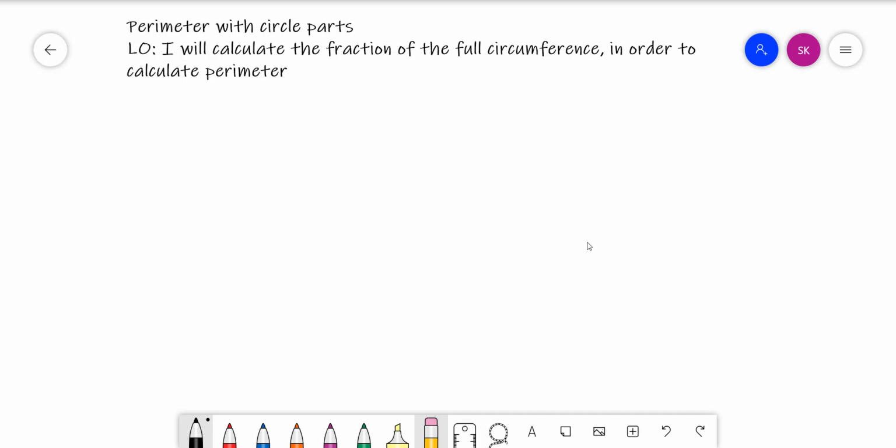Next lesson. Title is there. Learning objective is there. Whilst you write it down, make sure you pause the video so that you've got time to do it. And when you're ready to keep learning, press play.